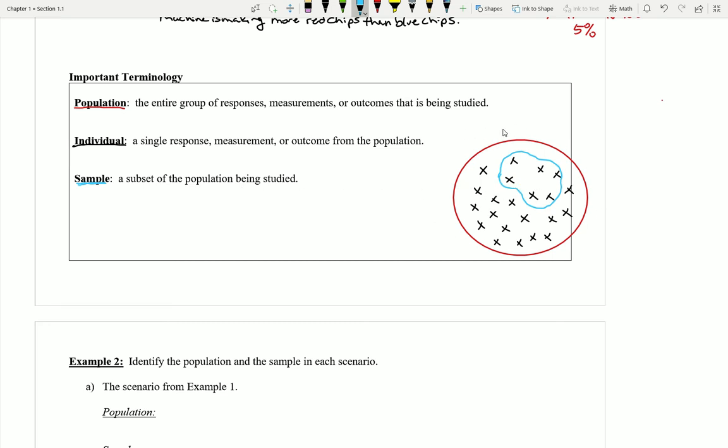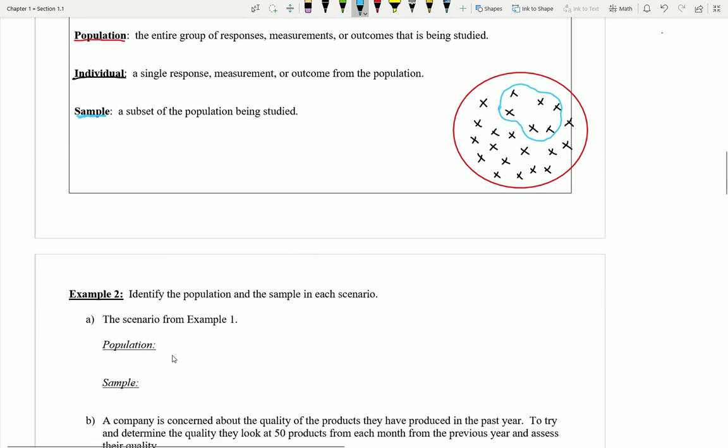So this picture over here helps to at least illustrate that point. But down in example number 2, we'll see that we can also try to identify populations and samples in a lot of different scenarios. So let's take a look here. If we were to go back to example number 1, we know that there was a population of items that we were studying. These were the chips that were in the bin. So notice my population here would be all 100,000 chips in the bin made by the machine. Right? I mean, this was the set of objects that we were interested in knowing something about. Specifically on that problem, what we wanted to know is if half of them were going to be red and half were going to be blue.